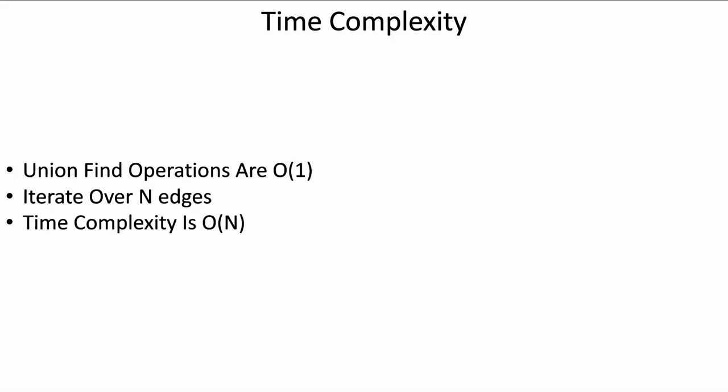Every union find method has a time complexity of O of 1. It's complicated why it's O of 1, so I won't discuss it here. In the problem, we iterate over all n edges, so the resulting time complexity is O of n.